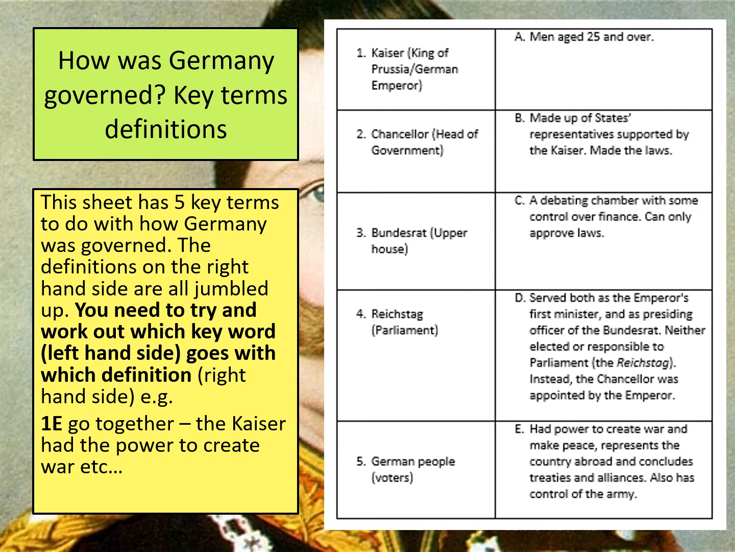So for instance, I've given you the answer for number 1, where we can see the Kaiser, the King of Prussia, the German Emperor. That information goes with the letter E on the right-hand side, which you can see here, that he had the power to create war and make peace. He represents the country abroad, and he does things like concluding treaties and alliances. He also has control of the army. So I'd like you to try and have a go at matching the other ones up, please.